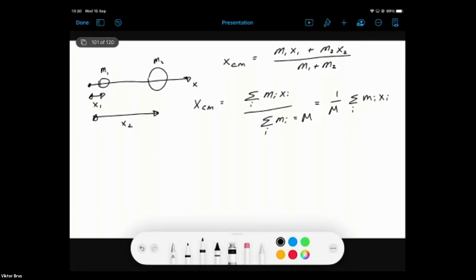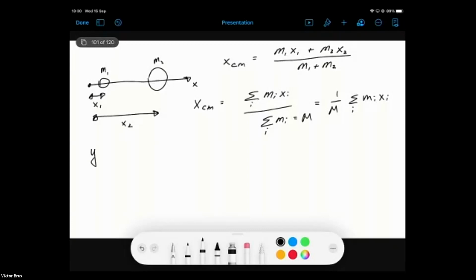So this is the general case when we have a many body system, and how we define the coordinate of its center of mass along one axis. If we have some three-dimensional distribution of these many bodies, obviously we need to define additional coordinates for the y and z axes.